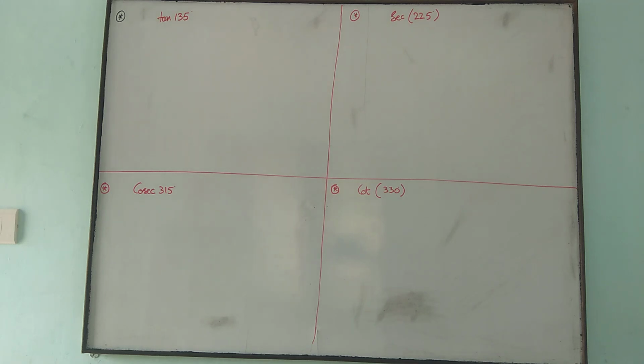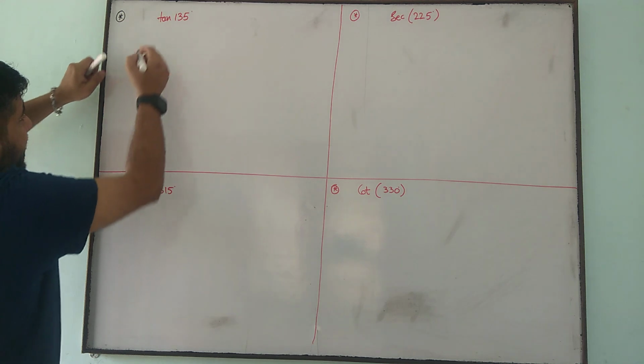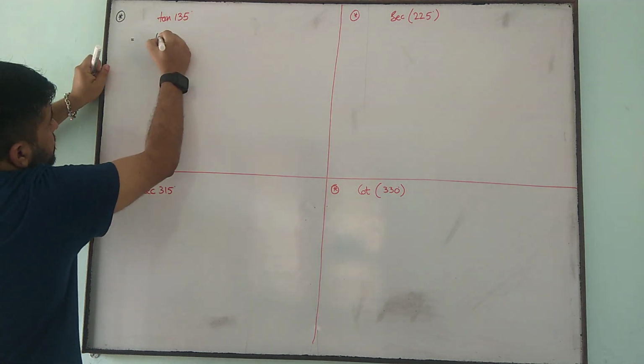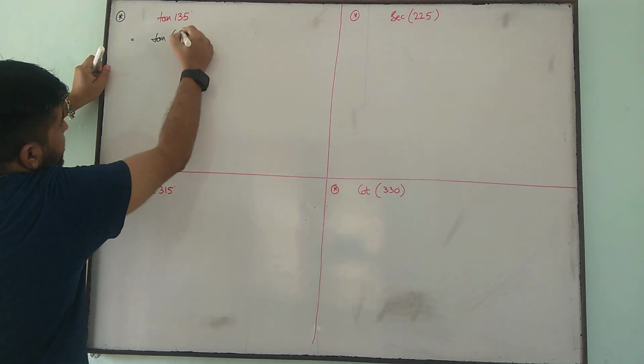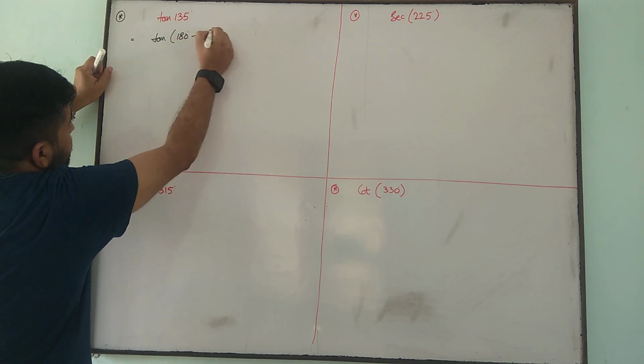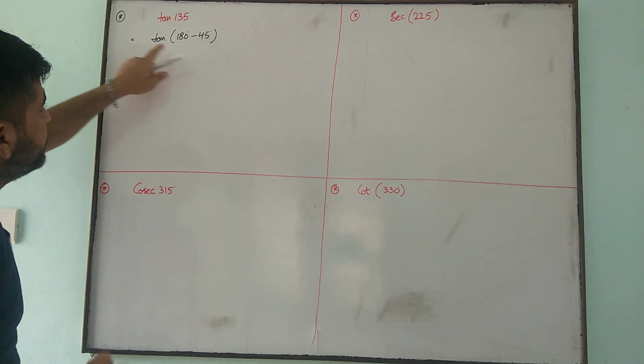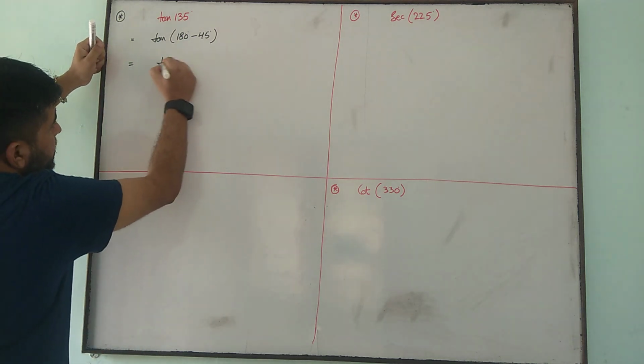A few examples on this. Find tan 135. Now tan 135, we can write it as 180 minus 45, and as we discussed, if we use 180, tan will remain the same, tan theta.